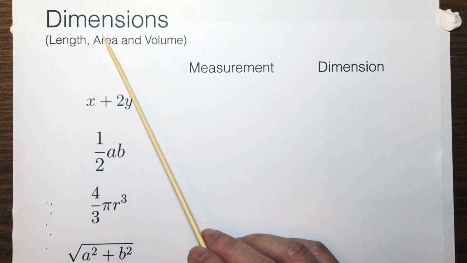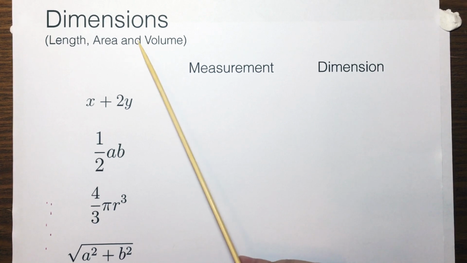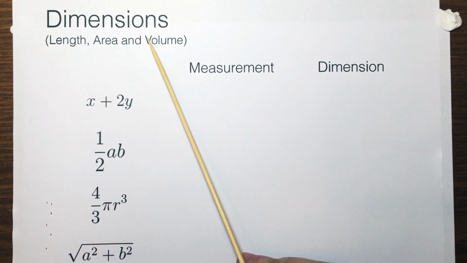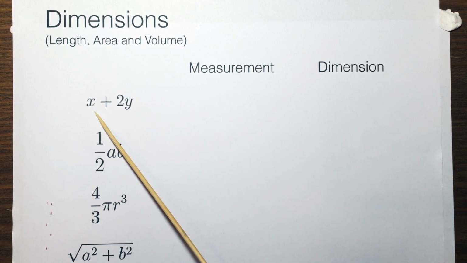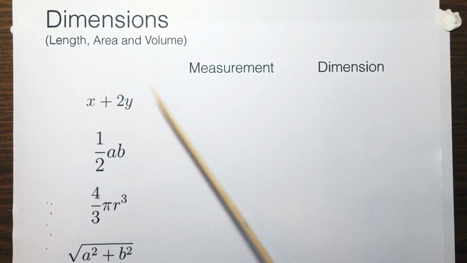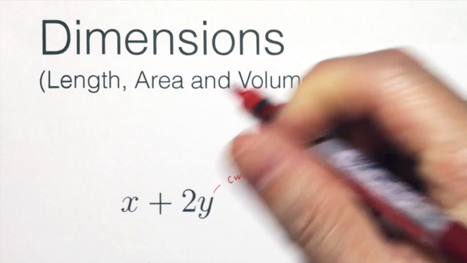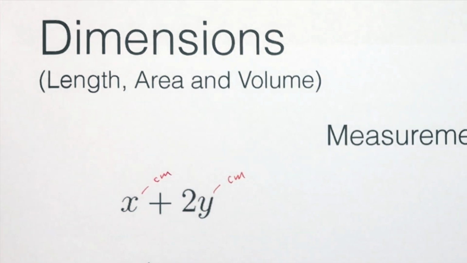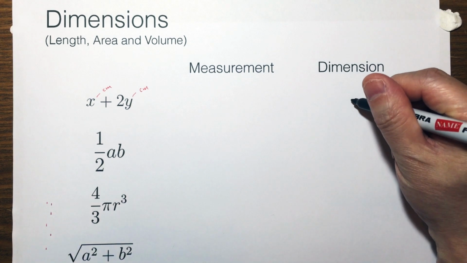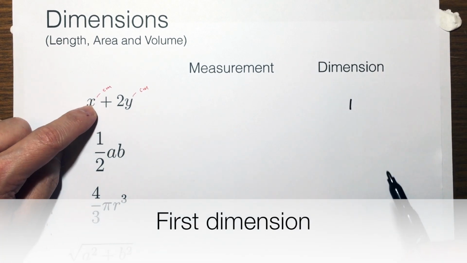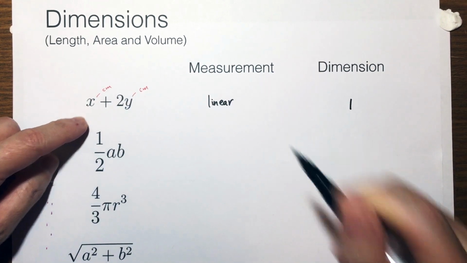And next, we go to dimensions. It is a very simple concept, but yet it is quite important in checking whether the formula we are using is correct or not. For example, this is an expression of x plus 2y. So if we assume that y has a unit of cm and x also has the same unit cm, then we call this dimension number 1, the first dimension. That means it only has a linear unit or linear measurement.